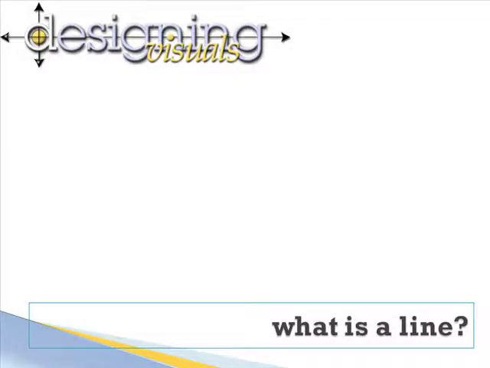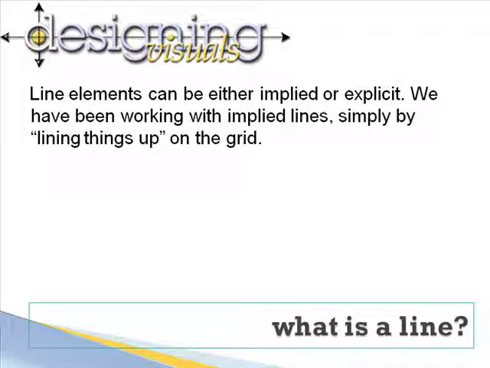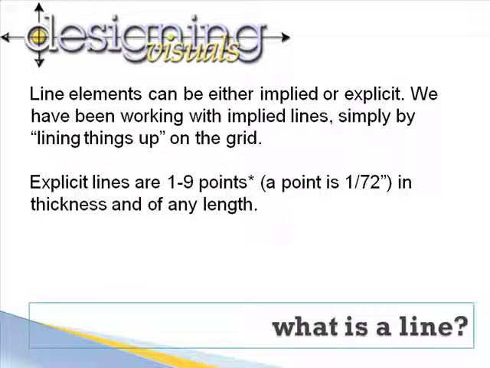So what's a line element? Well, simply stated, a line element can be either implied or explicit, and that means it can either be simply lining things up on the grid to create a line across a gutter or a line between visual elements, but they can also be explicitly drawn. Lines are usually measured in thickness by a system of measurement called points. And a point is 1/72 of an inch. So a 9-point line would be 1/8 of an inch, and that's a pretty thick line on most designs. A lot of designs contain lines that are even smaller than 1 point. A hairline, for example, is 1/4 of a point, or about 1/300th of an inch thick.